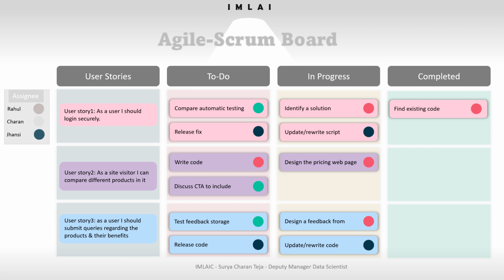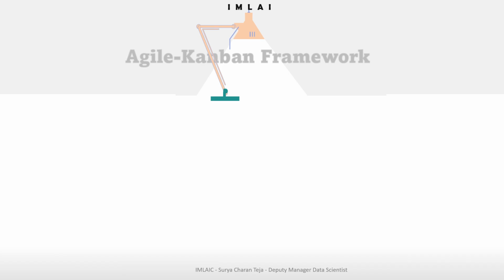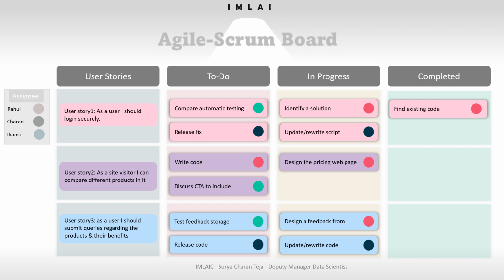This is how you can visualize. It will give you a complete picture of which backlogs are going on, who is working on what, how many tasks are being completed, how many tasks are going on, and then how many tasks are yet to be started. So that's how you get a complete picture of the project from the Scrum board. This is how it looks.